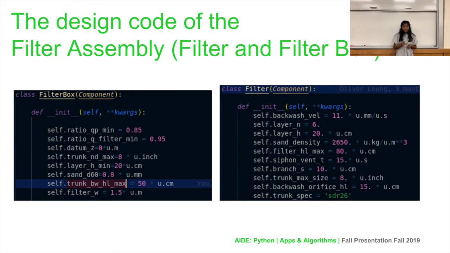These are actual code snippets from the design code of the filter assembly. On the left is the filter box class, and on the right is the filter class. These code snippets show how to initialize or create a filter box and filter. You can see the init functions define the different design inputs.